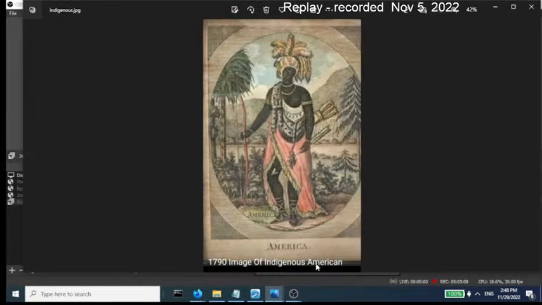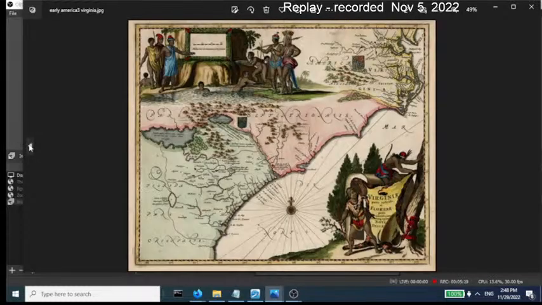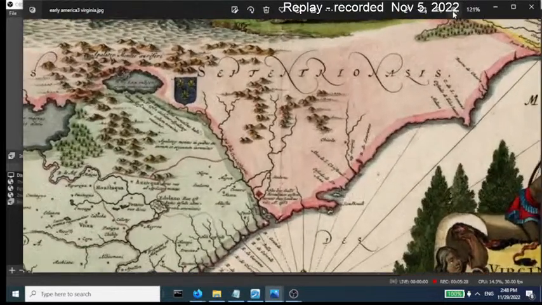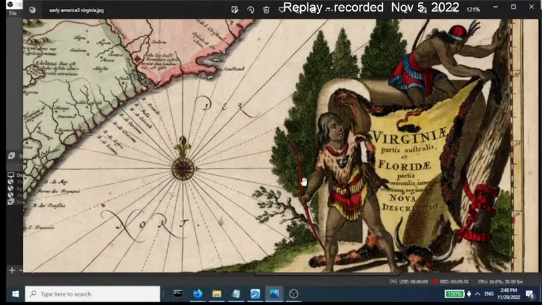And this is an image of an indigenous American. This is from 1790. 1790 is the year that they drew this picture. Completely black. Doesn't look Mexican at all. Spanish in any way. So let's continue. This is the Virginia area. Okay. Let's do a close-up on that. Right. See, it says right here, Virginia.